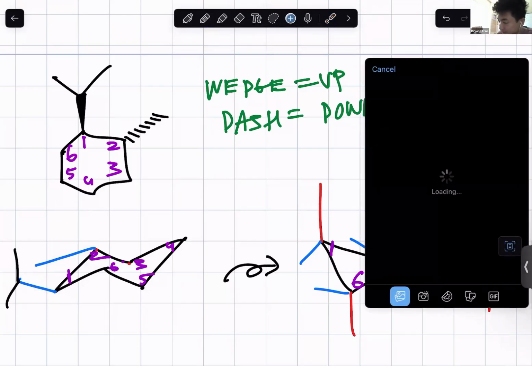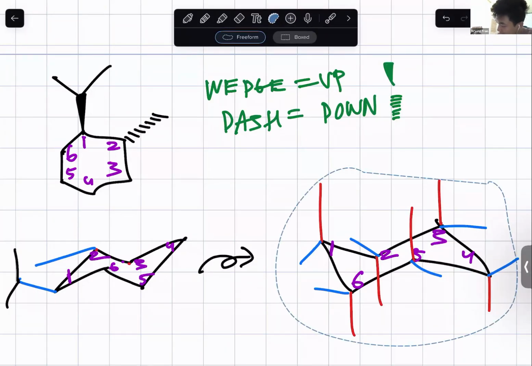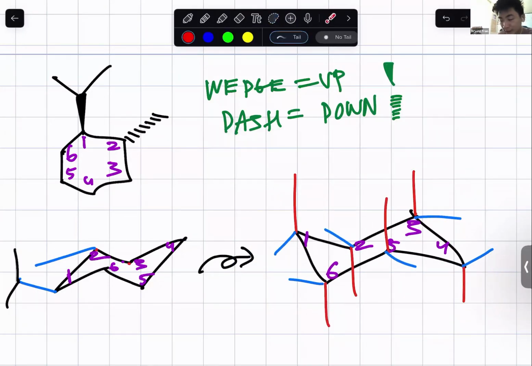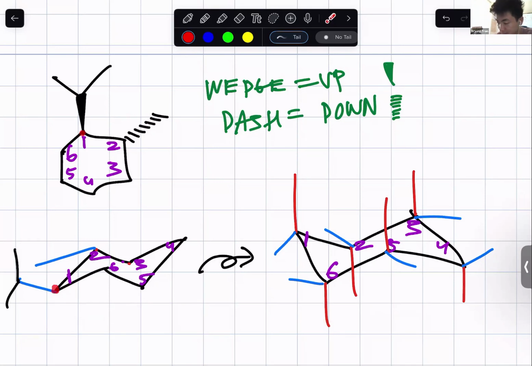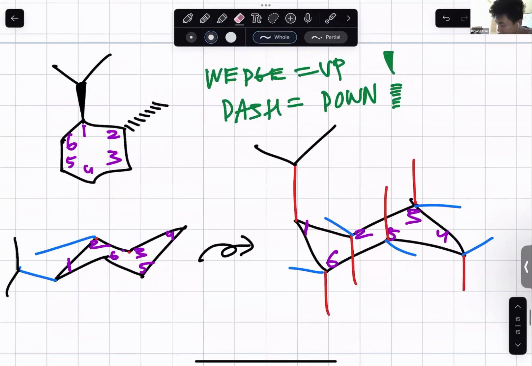Now, if we do a chair flip, the direction will always be the same. Wedge will always be up, dash will always be down. You cannot change that, right? But what can change between chair flips is axial and equatorial. Now let's look at carbon 1, which is the isopropyl. What's going up now on this chair conformation? Axial or equatorial? Axial, right. So our isopropyl group is going to be right there. Hydrogen is invisible. Now on carbon 2, what's going down? Axial or equatorial? Axial as well, right? So that's going to be our methyl group right there. I'm going to erase every other bond because those are hydrogens.